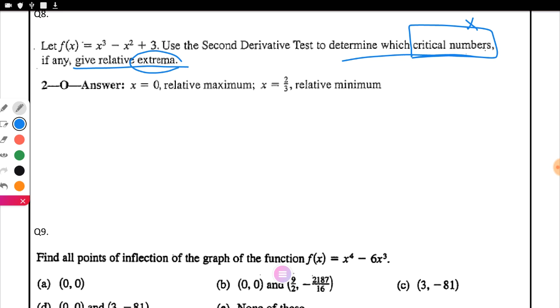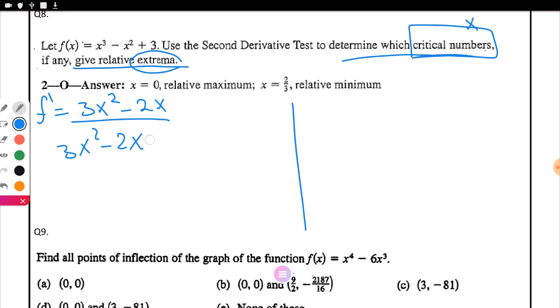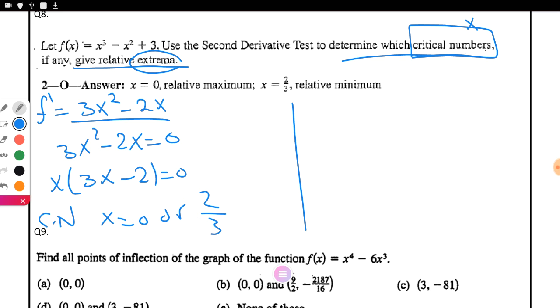In this case, I didn't give you the critical numbers, so I have to find them first. I have to find the first derivative. It will be 3x squared minus 2x. Then to find the critical numbers, set the first derivative equal to 0. This implies x(3x minus 2) equal 0. So what are the critical numbers? x equals 0 or 2/3.